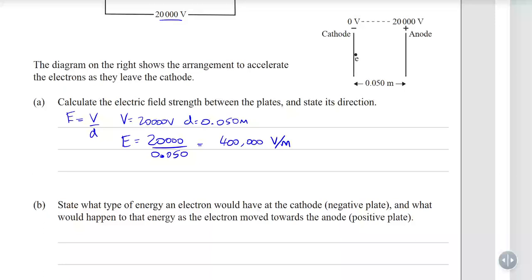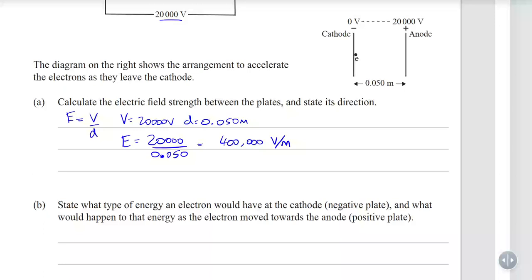You can have this as volts per meter, or it could be newtons per coulomb, because you can use this to work out charge, but it's easier just to leave the units as volts per meter. So that was in volts and that was in meters, so it's volts per meter.